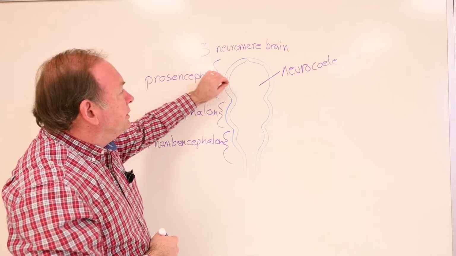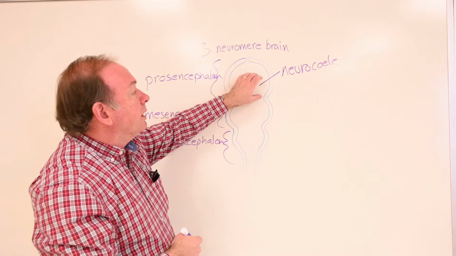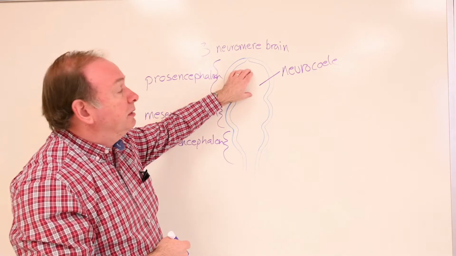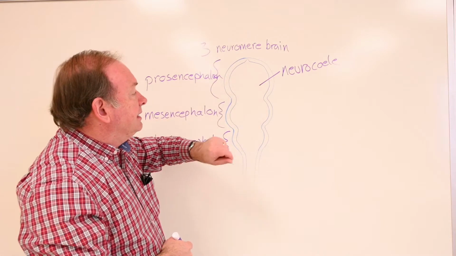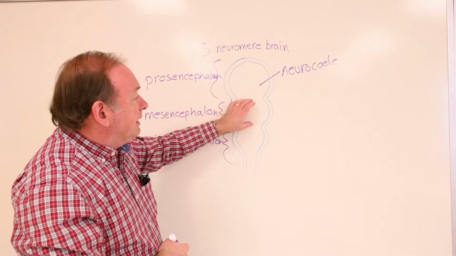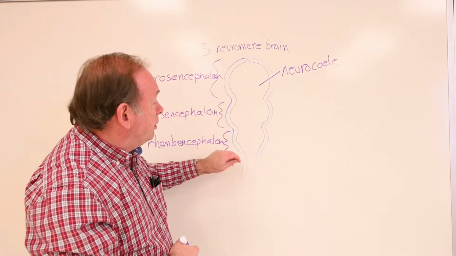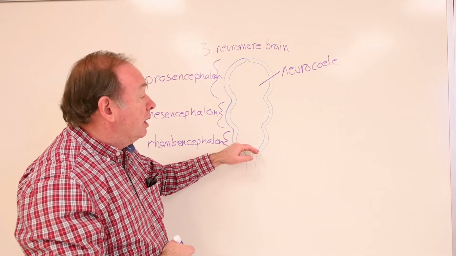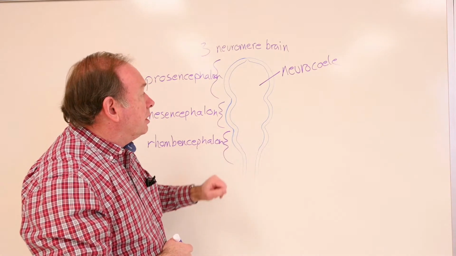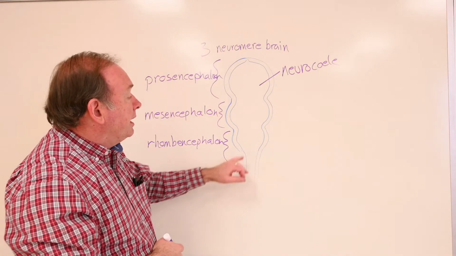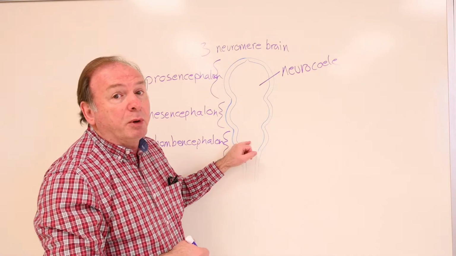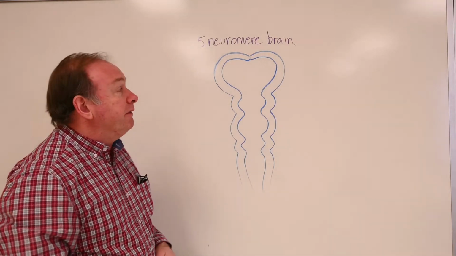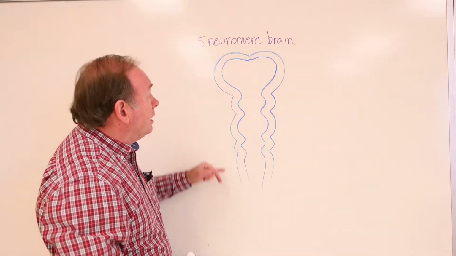So from this prosencephalon, a little later on, we're going to see it divide into 2 parts, the telencephalon and diencephalon. The mesencephalon will remain just this one chamber, and then the rhombencephalon will divide into 2 chambers, one called the metencephalon, one called the myelencephalon. So next we'll draw the 5 neuromere brain. Okay, here we have the 5 neuromere brain.